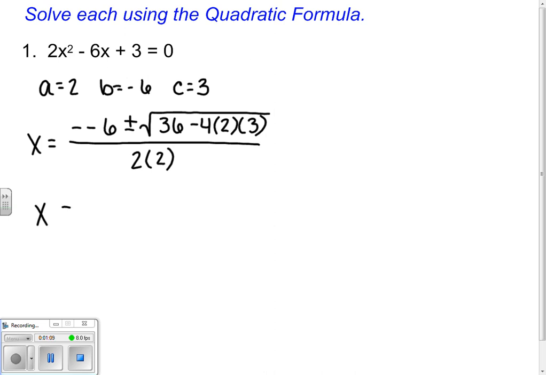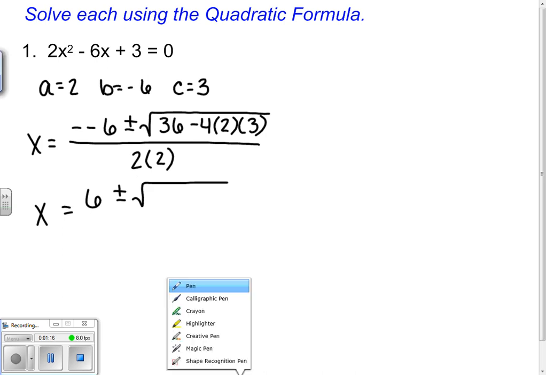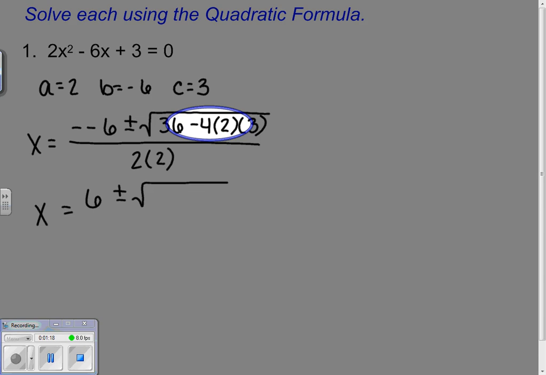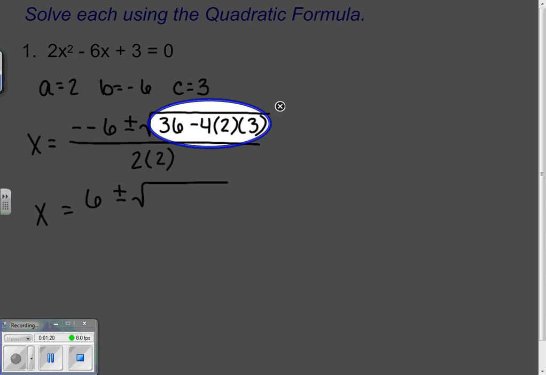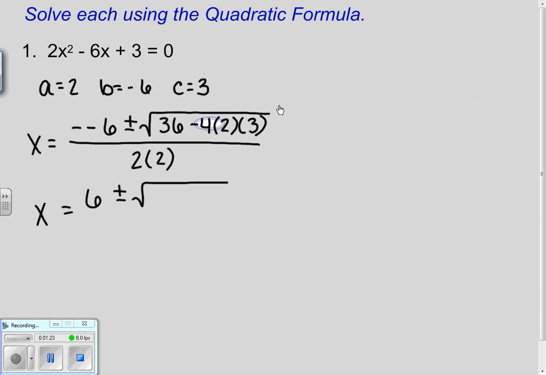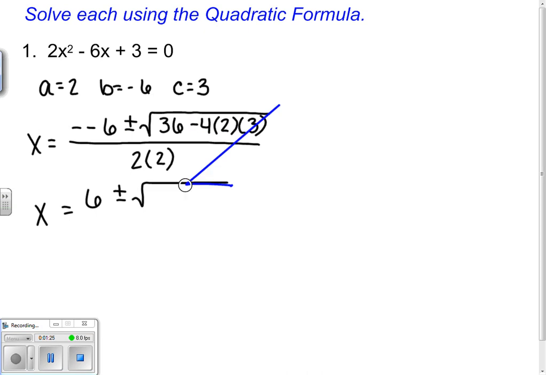So now I've got +6, the negative turns positive, plus or minus the square root of. And again, we're focused right on the inside there. That's going to be 36 minus 24. I made this a little longer than I needed to. That's 12. On the bottom, 2 times 2 is 4.